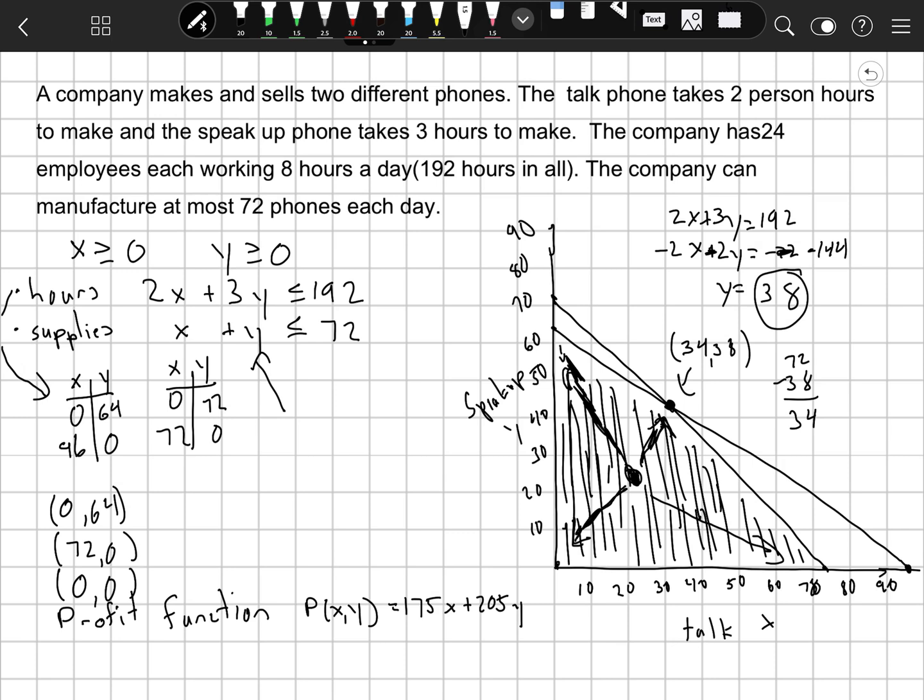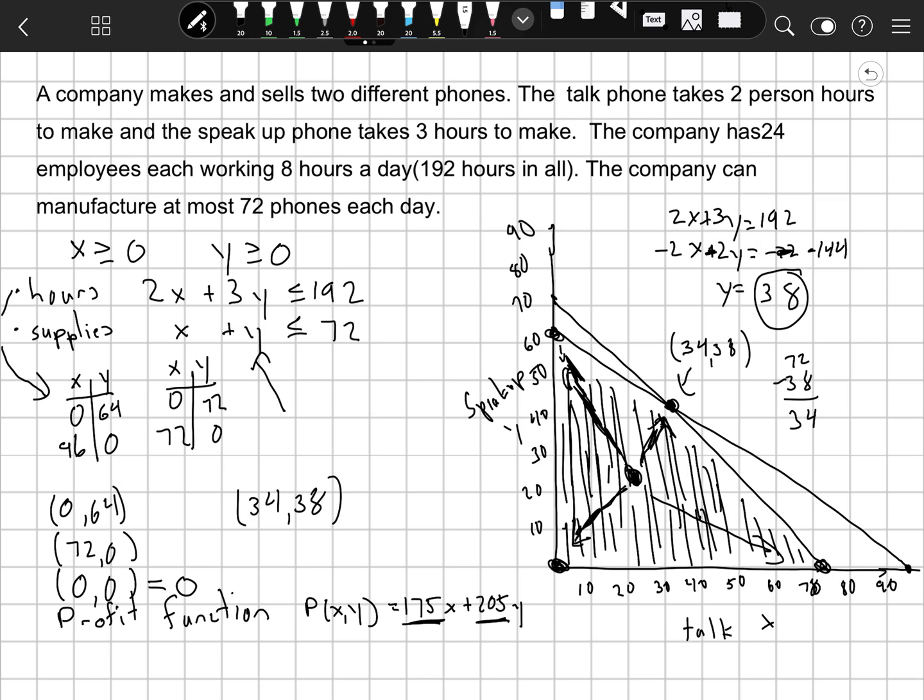Okay, so that's our last point, 34, 38. These 4 points are the sweet spots on the graph. You're going to either get the most bang for your buck or the least bang for your buck with those 4 points. They're the vertices. So if you have a profit function, let's say you charge $175 for the first phone and $205 for the second phone, the Speak Up, can you plug these numbers in and see what you'd get? Well, at 0, 0, you would just get 0.